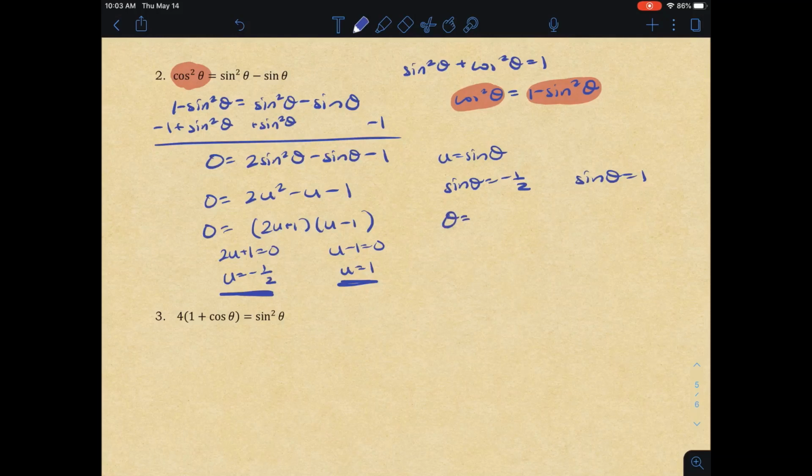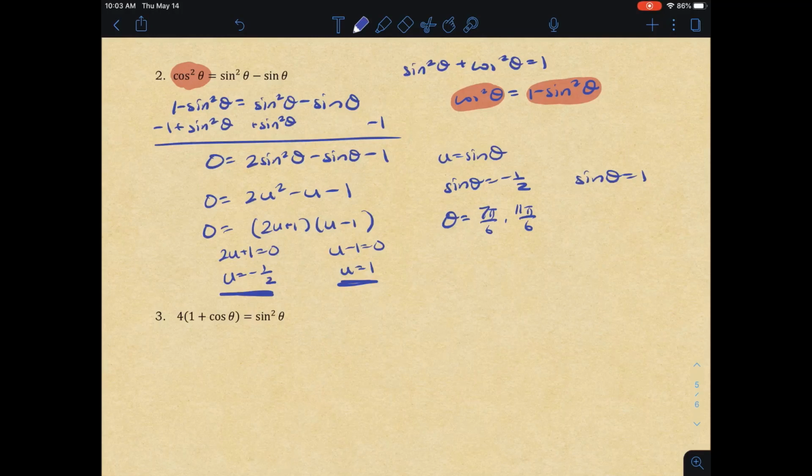From here, you got to make sure you remember your angles, right? When does sine of theta equal -1/2? One of the angles will be in quadrant 3, right? 7 pi over 6. And the last angle will be in quadrant 4, which is 11 pi over 6, right? The reference angle being pi over 6, or 30 degrees.